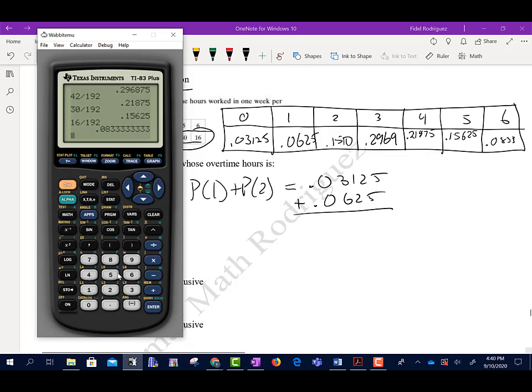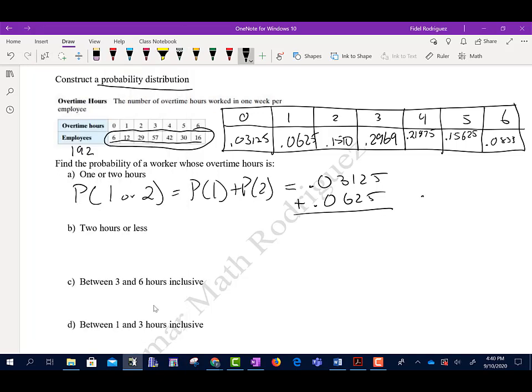Let me get my calculator here. Let me clear this. 0.03125 plus 0.0625. And I'm coming up with 0.09375.